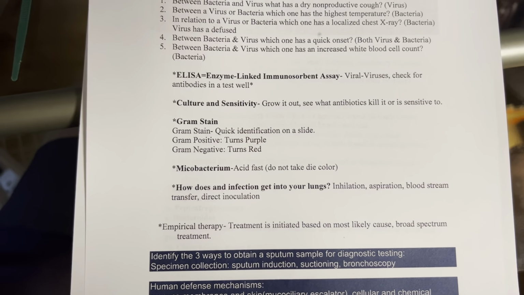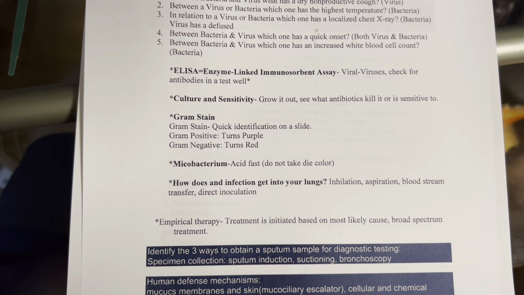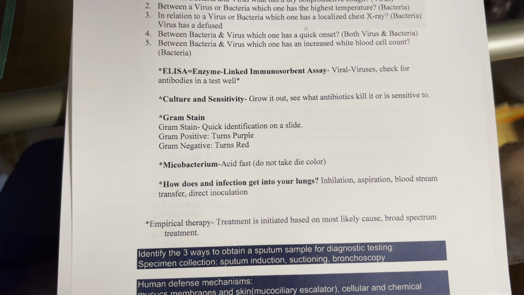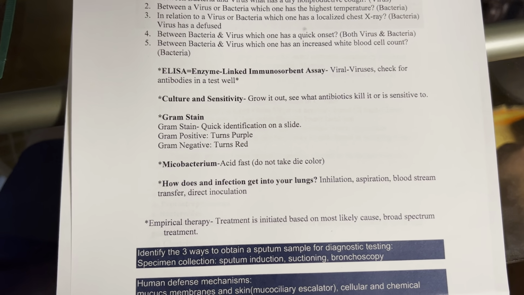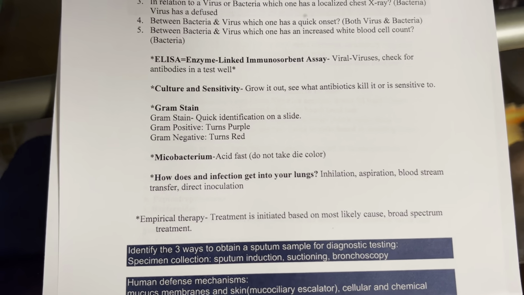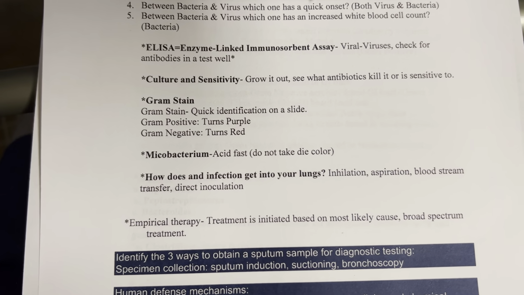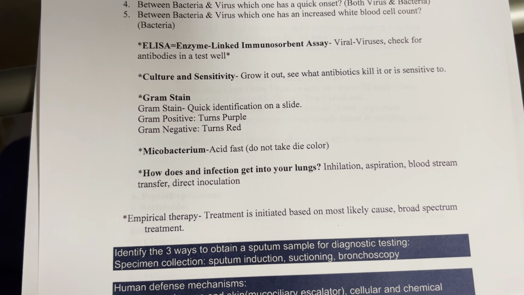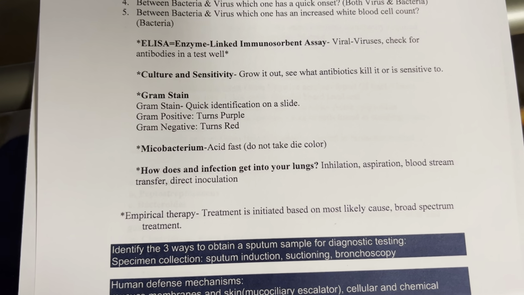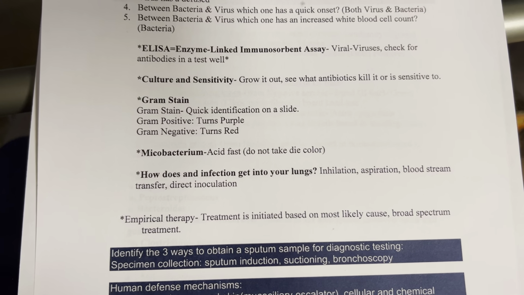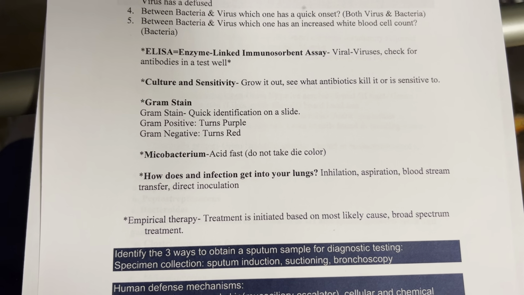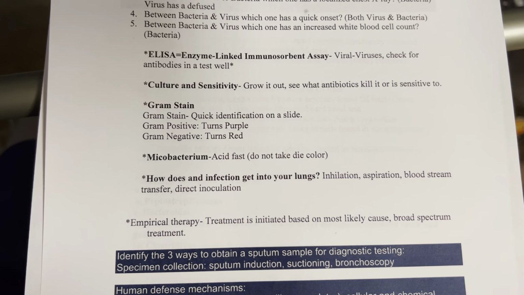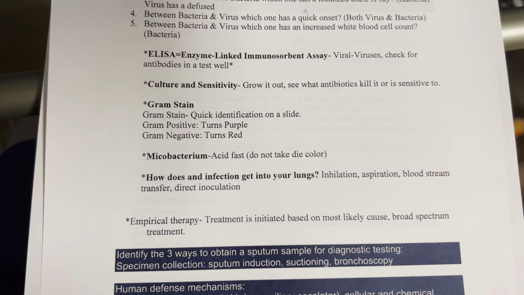ELISA, enzyme-linked immunosorbent assay, is used for viruses: check for antibodies in a test well, and check for color. Culture and sensitivity: grow it out and see what antibiotics kill it, or what it is sensitive to.